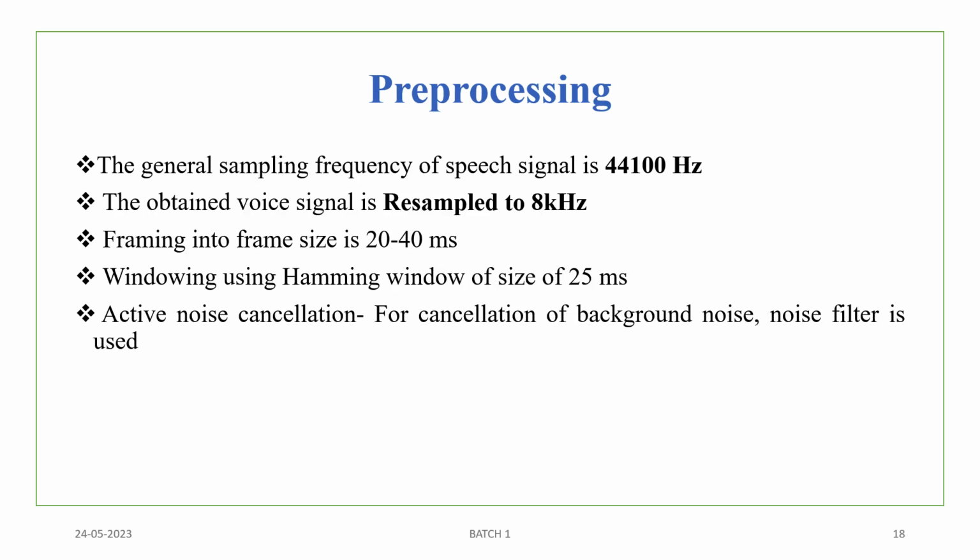Pre-processing: the general sampling frequency of the speech signal is 44 kHz, but for the vending machine's speech recognition, it is resampled to 8 kHz. It is framed to a size of 20 to 40 milliseconds and windowed using a Hamming window of size 25 milliseconds. Active noise cancellation is done using a filter.